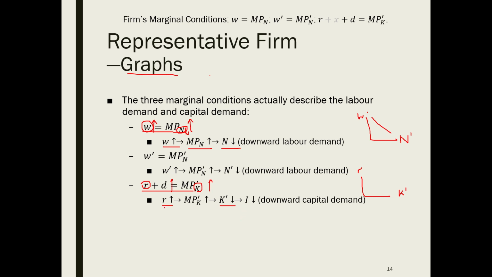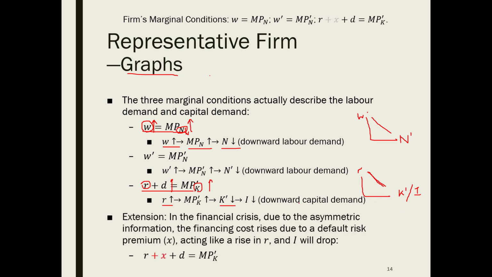To summarize, a rise in interest rate is associated with a drop in capital stock in the future period, K prime, or equivalently, a drop in investment in the current period, I. Therefore, the shape of the capital demand curve is downward sloping. The textbook also extends the intertemporal condition to address the possible consequences of asymmetric information. The financing cost includes not only interest rate R, but also an extra default risk premium X. The extended intertemporal condition becomes this.